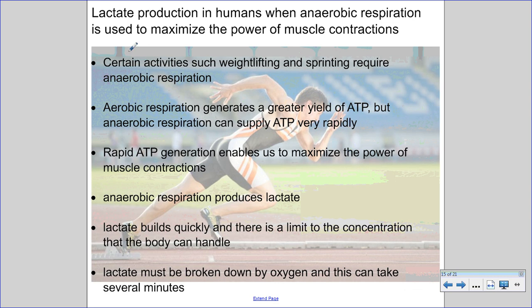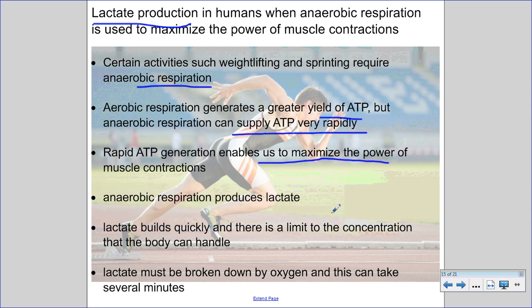Now, in humans, as I said, we produce lactate instead of ethanol and CO2. Lactate production in humans, during anaerobic respiration, is basically used to maximize the power of muscle contractions. Activities such as weightlifting and sprinting generally require anaerobic respiration. Aerobic respiration will generate the greater yield of ATP, but anaerobic respiration can supply ATP very rapidly, and that rapid ATP generation enables us to maximize the power of muscle contractions.